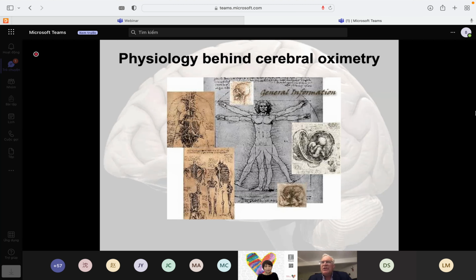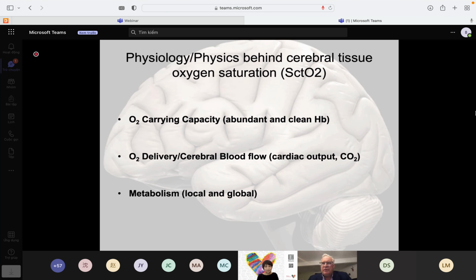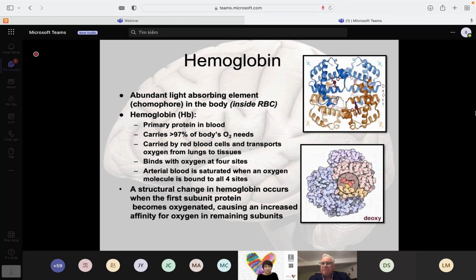So let's look at the physiology behind cerebral oximetry for a moment. One of the first things we have to understand is how oxygen even gets carried. We're going to talk about the hemoglobin molecule first, and then about local cerebral blood flow and oxygen delivery and a little bit about the metabolism.